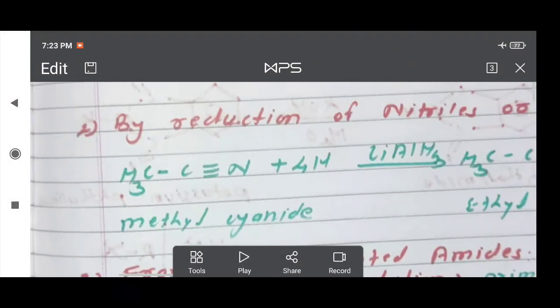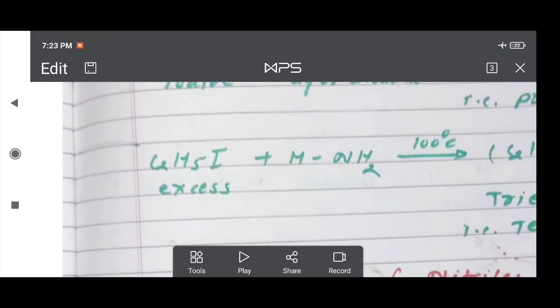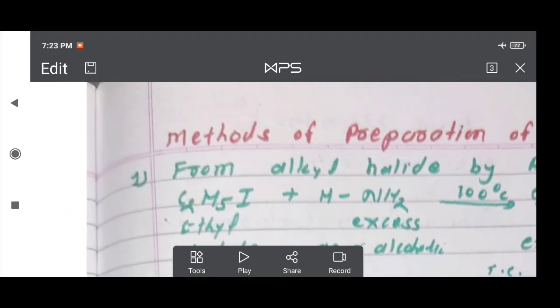The first method of preparation of amine is from alkyl halide by ammonolysis. First we study what is meant by ammonolysis. Ammonolysis means when an aqueous or alcoholic solution of ammonia is heated with an alkyl halide at 100 degrees centigrade in a sealed tube, all three types of amines along with quaternary ammonium salt are formed. This process is known as ammonolysis.